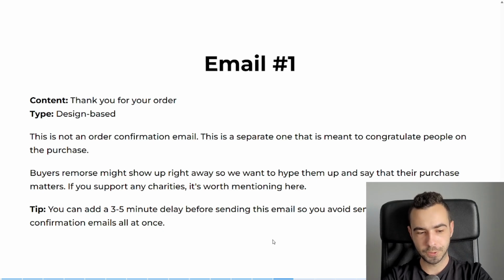And one more tip I have for you is that you can add a 3 to 5 minute time delay before sending this email, so you avoid sending it along with all of the confirmation emails from Shopify all at once. It's just going to be better for the customer journey.